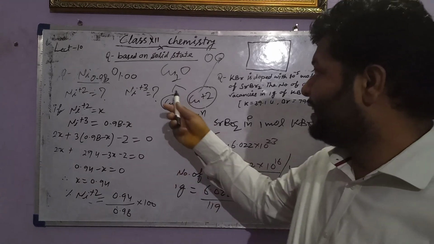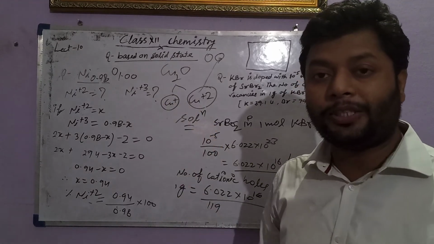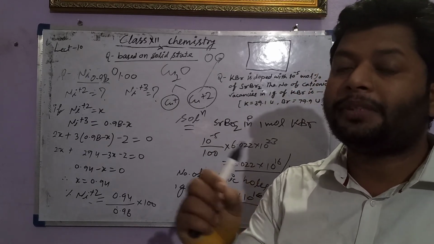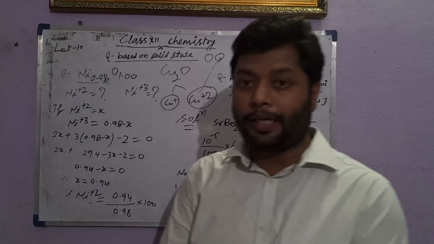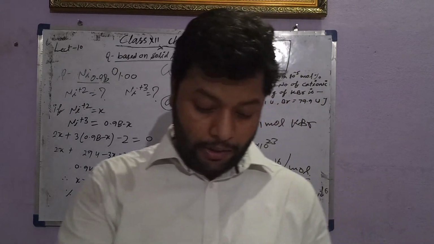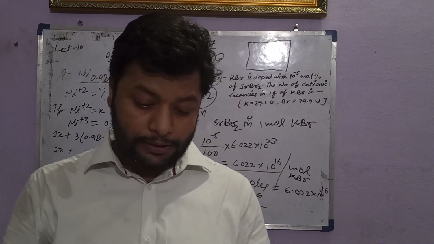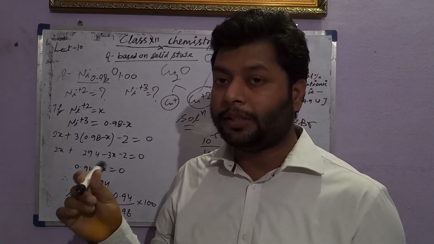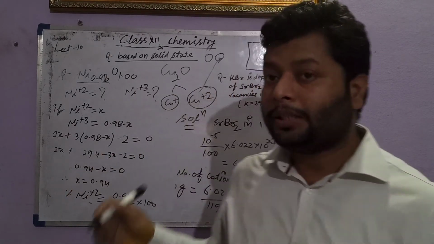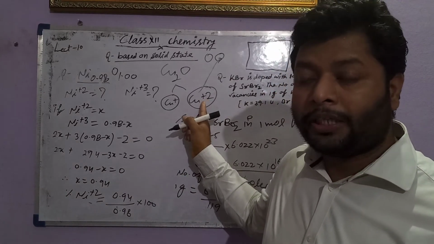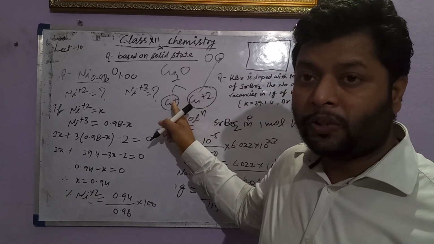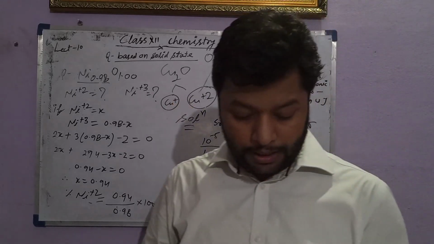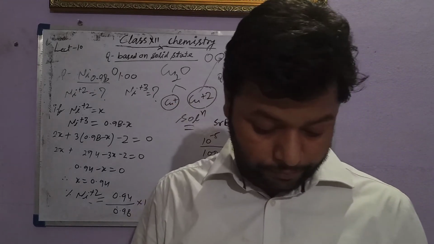So due to the variable valency of copper, +1 and +2, cationic holes are generated, which is responsible for p-type semiconductor. So the question was, can you account for the fact that this substance is a p-type semiconductor? Yes, this substance is a p-type semiconductor because due to the cupric ion and the cuprous ion, positive holes are generated, which is responsible for p-type semiconductor.